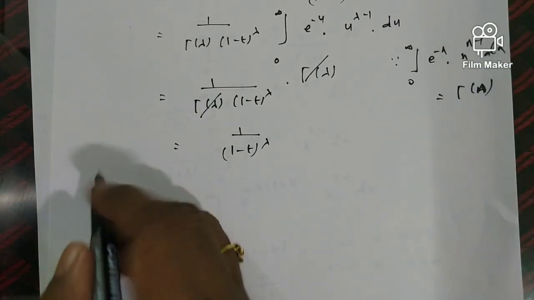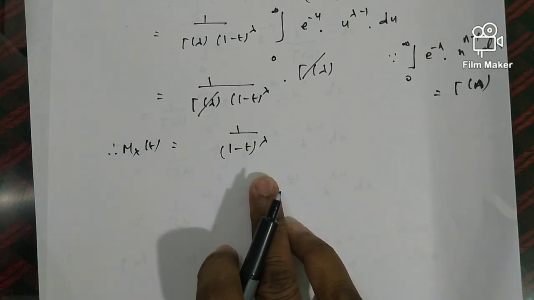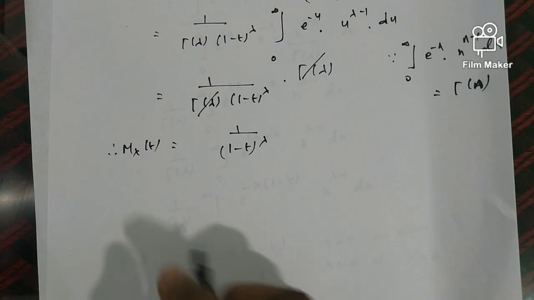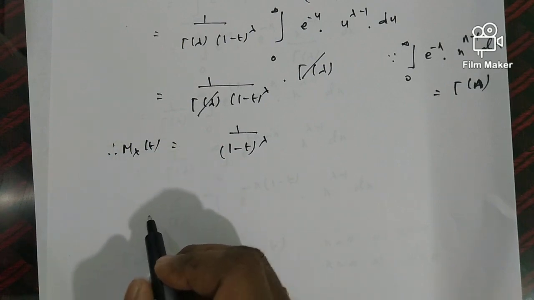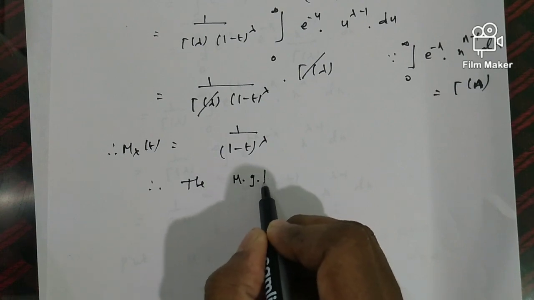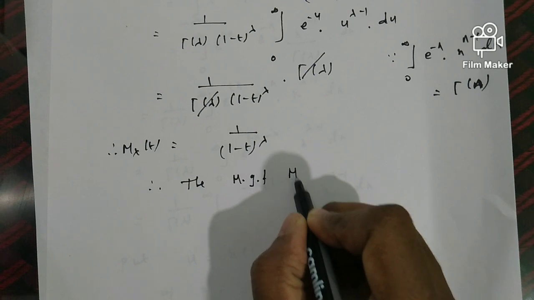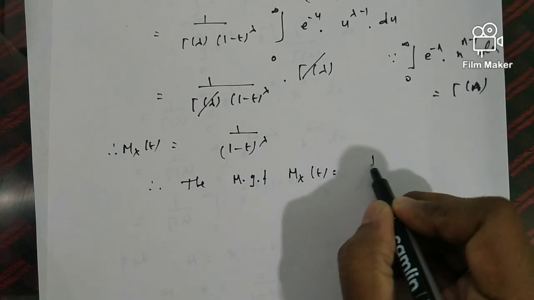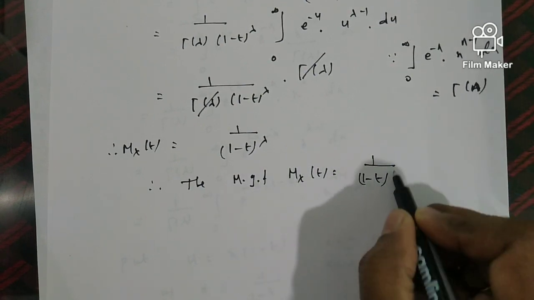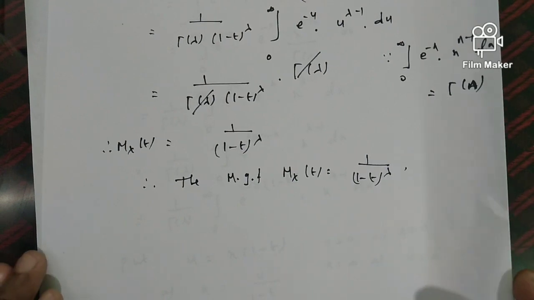What is our left hand side? Left hand side is nothing but Mx of t. Therefore, Mx of t is equal to 1 by 1 minus t power lambda. This is our moment generating function. This is the first part of the question, find the MGF. So Mx of t is equal to 1 by 1 minus t power lambda. Using this only we are going to find the mean and variance.